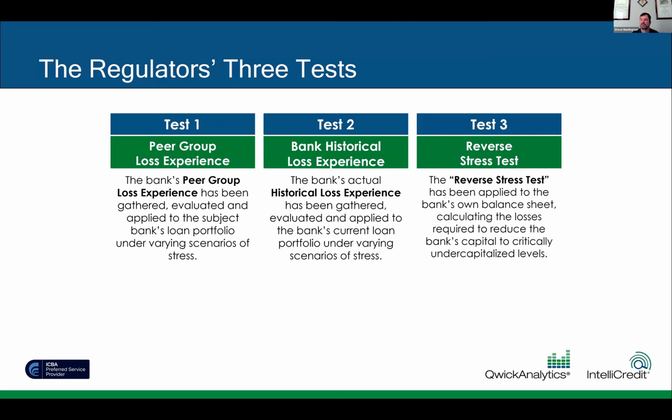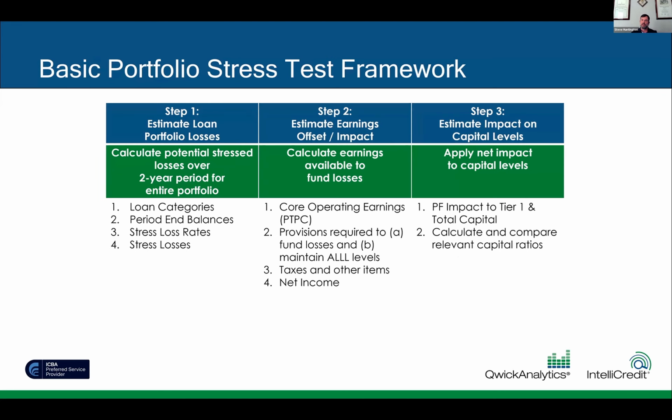So if you go to the next slide, Sean. And in the first test, the peer-based test, and then the second test, the bank historical test, there's 3 basic steps. Once we have calculated the historical loss rates from your peers or from your own institution, we use that to re-estimate what loan portfolio losses in dollars might be on your current portfolio if it were to have loss rates as it did in the past.